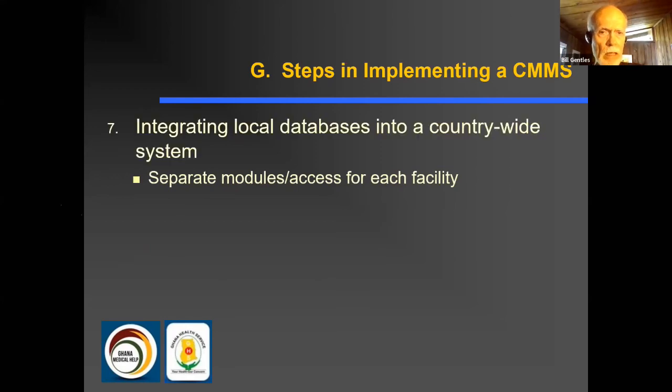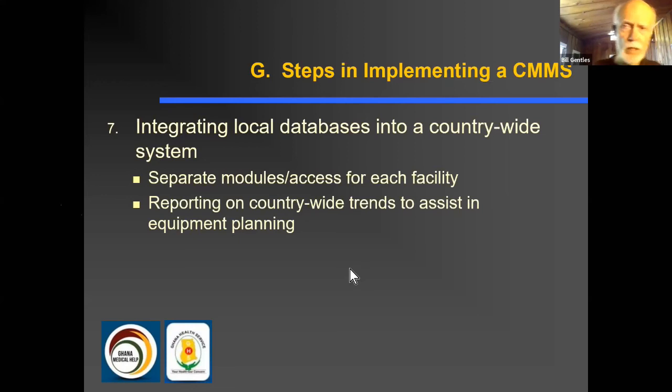Now, a seventh step in implementing a CMMS. We're going to be starting with everybody having a copy of the database on their laptop to use to enter data. But then that data needs to be integrated into a countrywide system to be of the most use. So first of all, there'll be separate modules that each facility will be using, but then they need to be integrated. That's the reason we need to go to a barcoding system where unique barcode numbers are assigned by the central office. That allows us, once we've integrated the database from all the different health regions, to start reporting on countrywide trends and assist in equipment planning, resource allocation, and staff allocations, as we know where the most equipment is and where the most repairs need to be done.